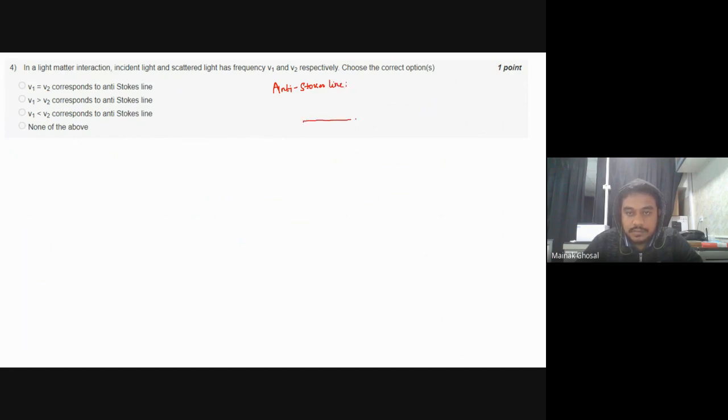So in case of anti-Stokes line, this is your initial state, and you will finish up here, and this is your virtual state. So your transition will happen from here, and you will come up to here. So you can see that the E of incident light will be less than E of scattered light. Similarly, using Bohr's condition, h nu incident is less than h nu scattered, so nu incident is less than nu scattered.